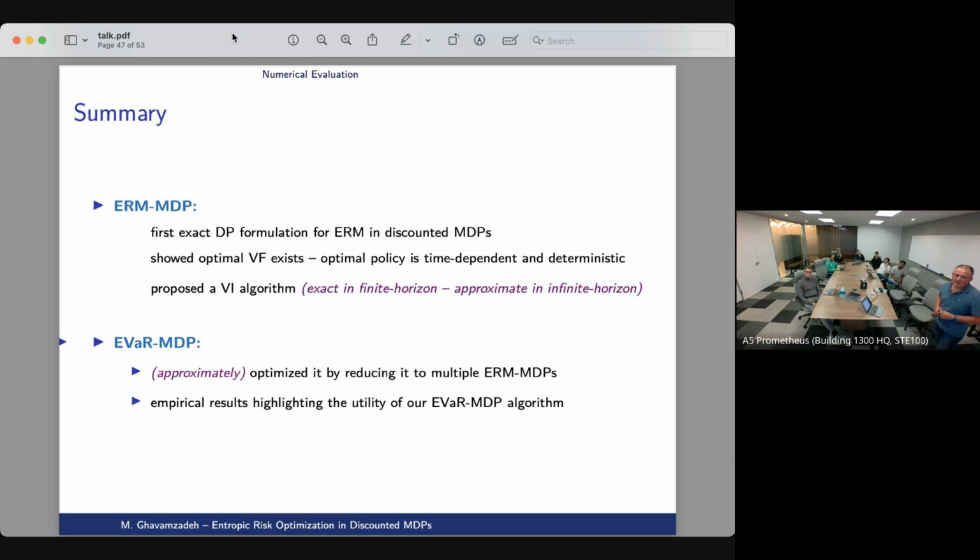So just to summarize, we basically showed you the first exact dynamic programming formulation for ERM in discounted MDPs. We showed that the optimal value function exists. The optimal policy is time-dependent and deterministic. And we proposed a value iteration algorithm to solve this problem both in finite and infinite horizon. So if you want to go to function approximation, this could be a starting point to see how we can extend that. For EVAR MDP, we approximately optimize it by reducing it to multiple ERM MDPs. And we empirically showed that this could be a good surrogate for CVAR and can be solved properly.